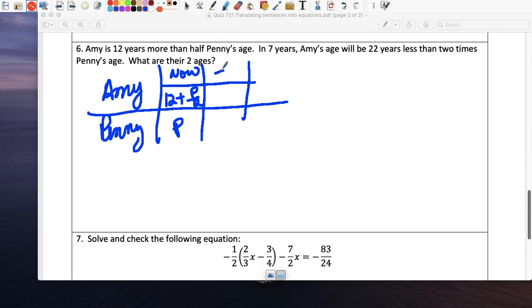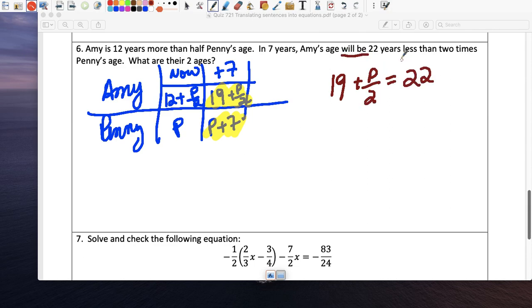In 7 years, so we've got to do plus 7 here. In 7 years, Penny, who's P years old right now, is going to be P plus 7. And Amy's going to be 12 plus P over 2 plus 7, which is literally 19 plus P over 2. In 7 years, Amy's age, so let me highlight what we're going to use, because I apparently keep using the wrong age. Amy's age, 19 plus P over 2, will equal 22 less than 2 times Penny's age, and Penny's age is P plus 7.